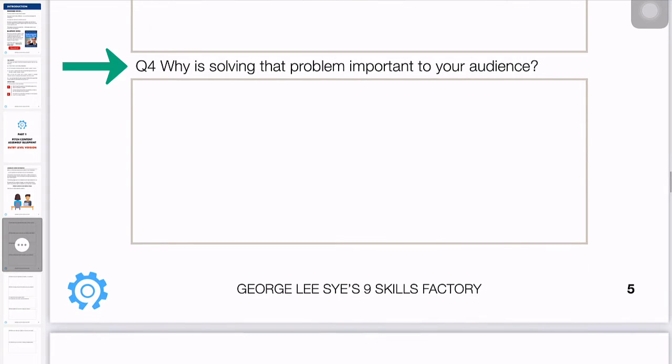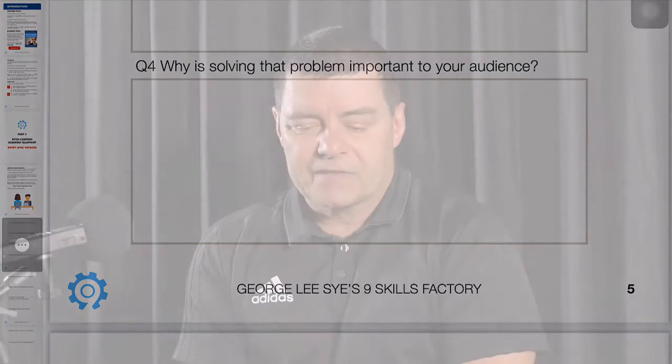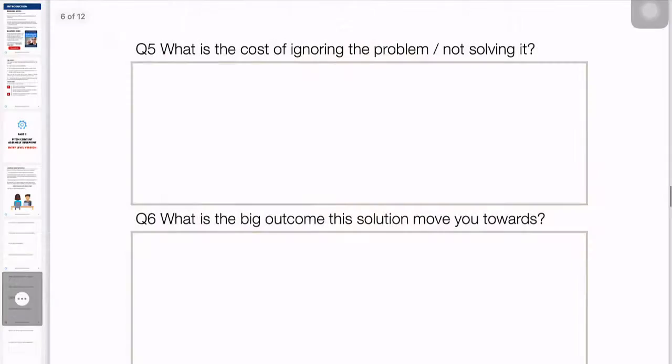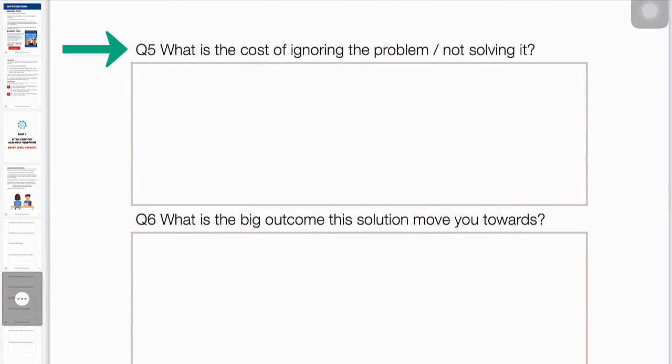Question 4, why is solving that problem important to your audience? And you'll notice here in these first 4 questions, we're looking at the front end of this. I've got this idea, you've got a problem. And what I want to do is make sure that you understand that you need to solve this problem. And that's what that question is there about. Why is solving that problem important to the audience? You're connecting the problem to their values in some way. Question 5, what is the cost of ignoring the problem, not solving it? And the reason that's there is it's a legitimate option for people to not change.